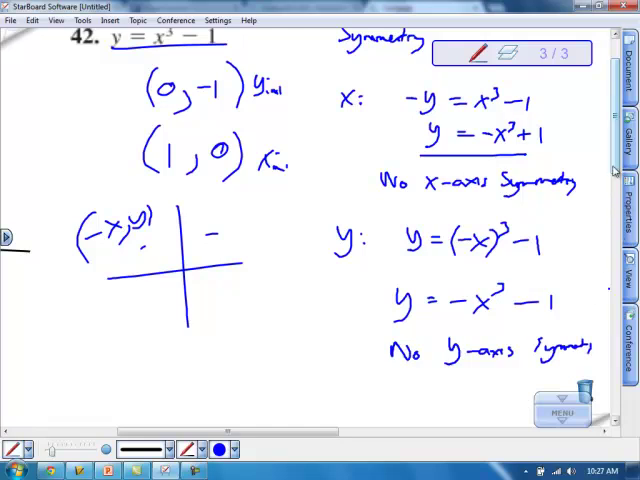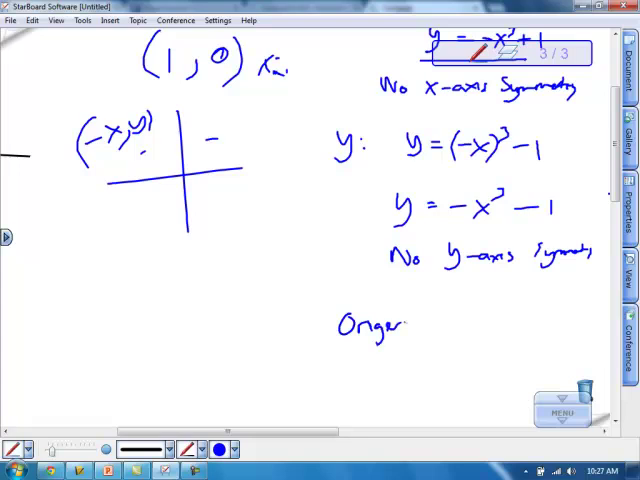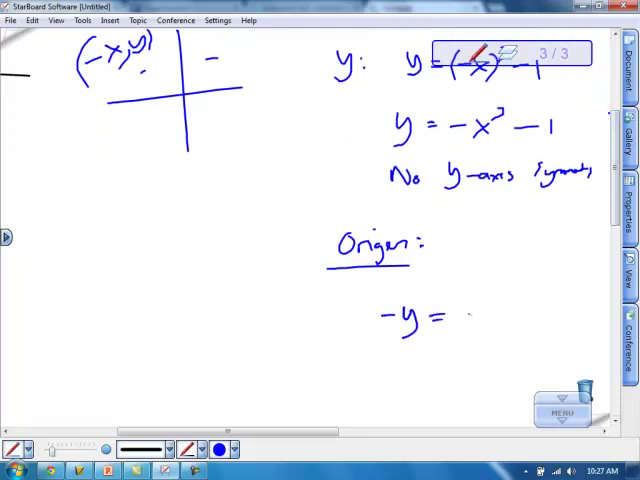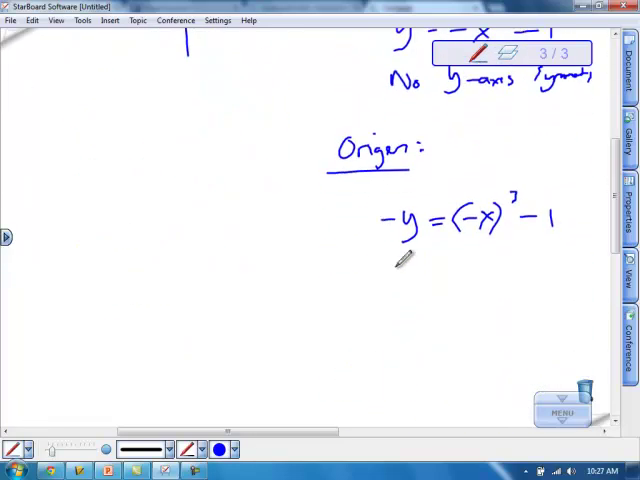Okay. Now let's try what the book calls origin symmetry or rotational symmetry. To do that, I'm going to replace x with negative x and y with negative y. Okay. Now I'm going to simplify to see if I get the same function. So I get negative y equals negative x cubed minus 1. When I multiply through by a negative 1, I get x cubed plus 1. It's close to the same function, but there's a different sign there. So this one's shifted up instead of down. So therefore, it has no origin symmetry either.